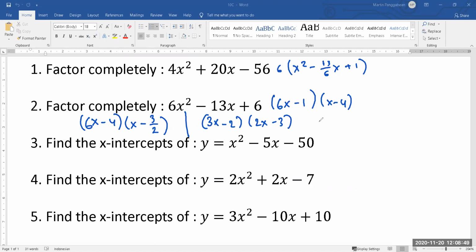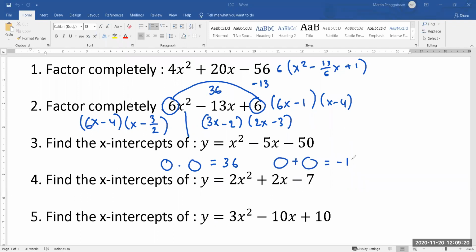So first we multiply the A and C, like 6 times 6 equals 36. And then we find factors of 36 that will total into the value of B, which is negative 13. If you multiply it, it becomes 36, the product. If you add it, it equals negative 13. So what is the pair? So it's 6 and negative 9.